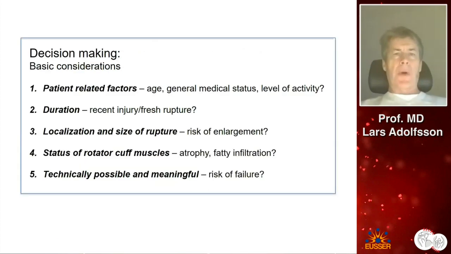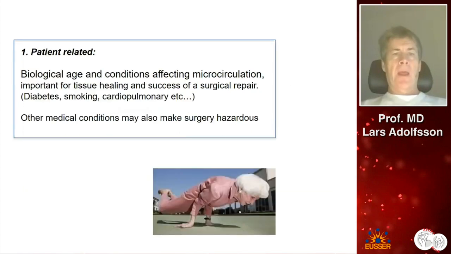My structured way of looking at this is to check the patient, duration of the symptoms, localization and size of rupture, the state of the rest of the rotator cuff muscles, and whether at all it is possible to repair a cuff defect. The patient's biological age or any condition affecting microcirculation will tell me something about the ability of the cuff defect to heal after a repair.